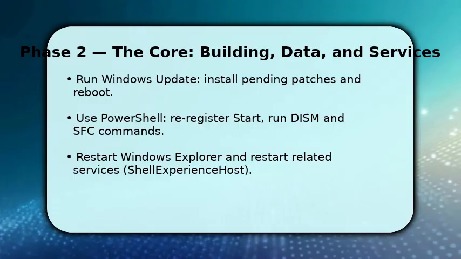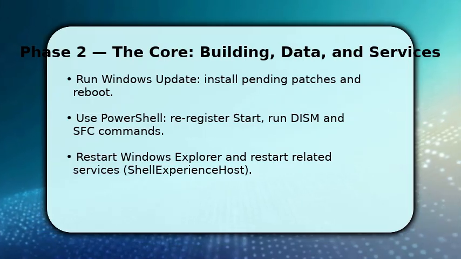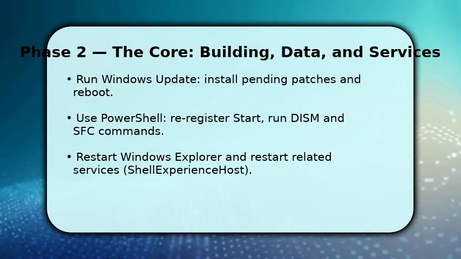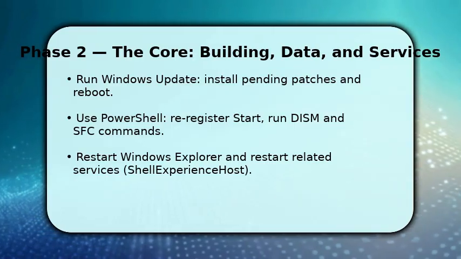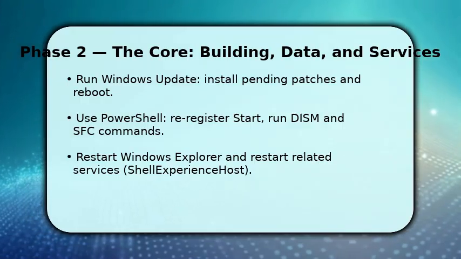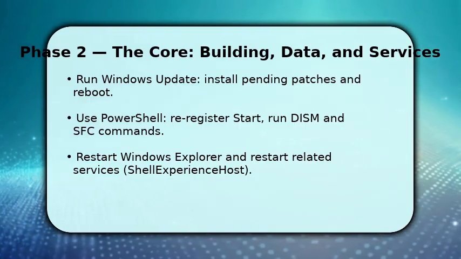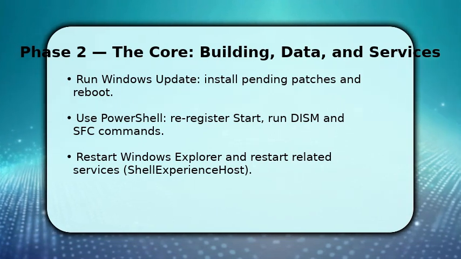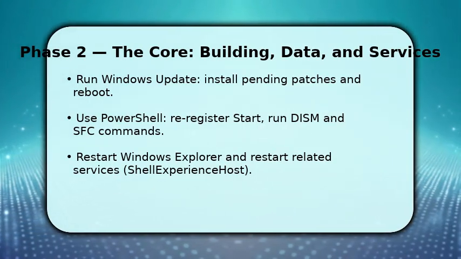Next, you'll repair core components that power the start menu. Start by installing all pending Windows Update patches because fixes often arrive in updates. Then open PowerShell as administrator and re-register the Start Menu app, followed by dism /online /cleanup-image /restore-health and sfc /scannow to repair system files. After those complete, restart Windows Explorer and make sure Shell Experience Host and Start Menu Experience Host services are running. These steps rebuild corrupted resources and restore missing registrations that commonly break the menu.